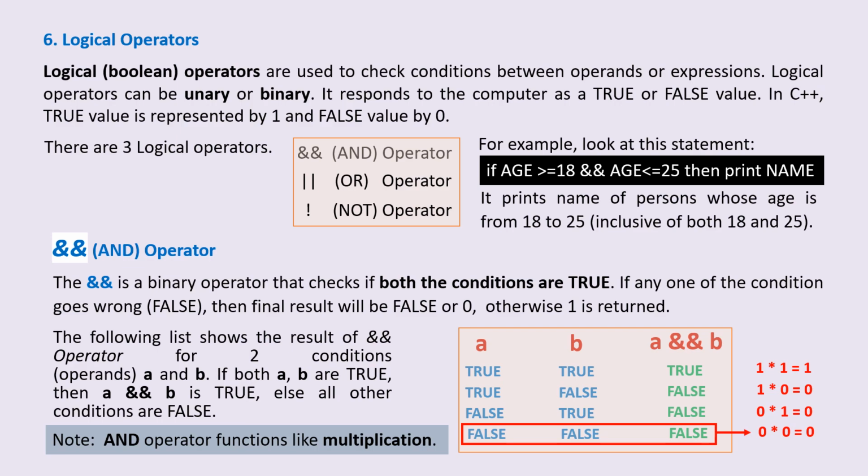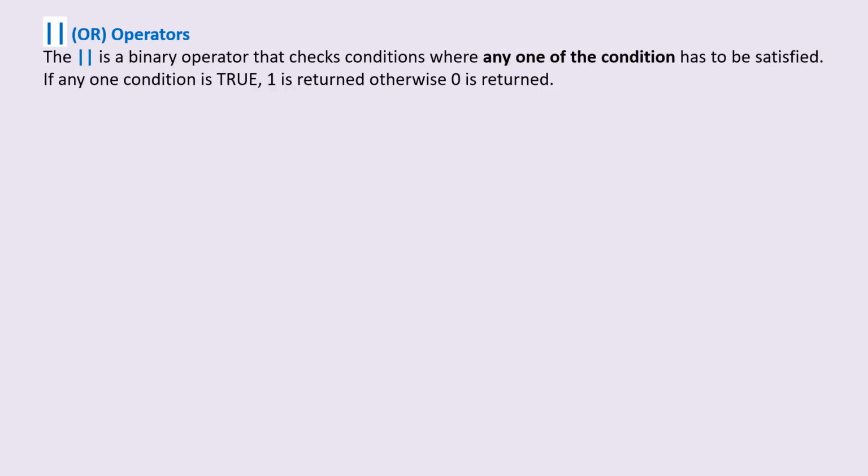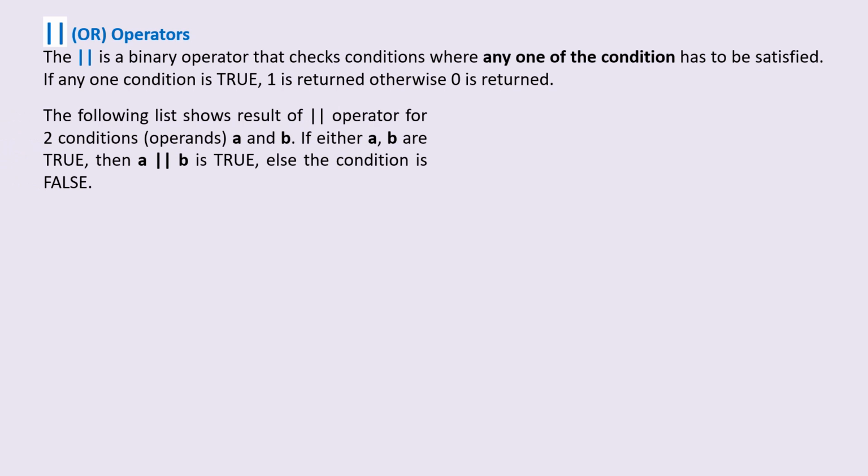The OR operator, represented by two vertical bars or pipes. OR is a binary operator that checks conditions where any one of the conditions has to be satisfied. If any one condition is satisfied or is true, 1 is returned, otherwise 0 is returned. The following list shows the result of the OR operator for two conditions. If either A, B are true, then A or B is true. Else the condition is false.